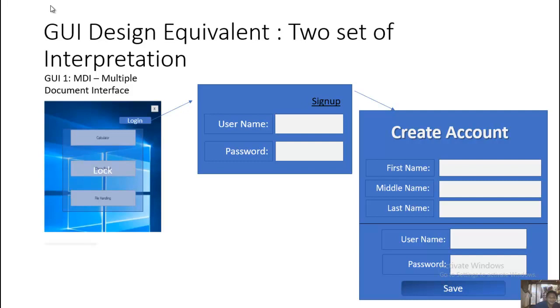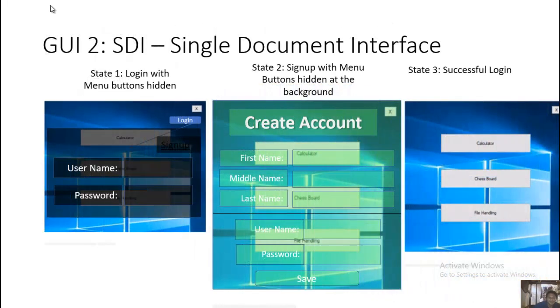The graphical user interface design can be interpreted in two ways using the MDI concept: multiple document interfacing or single document interfacing. In multiple document interfacing, there are three forms. The first form is the main form, the login form, and of course the create account form. Once the login is successful, the locked area buttons are unlocked. Now, in single document interfacing, we only see one form.